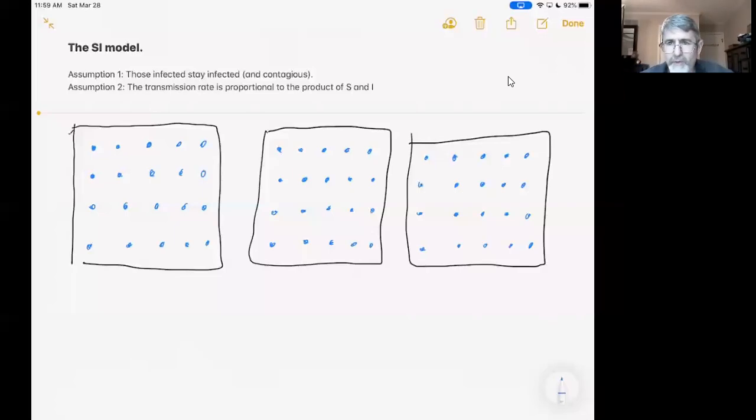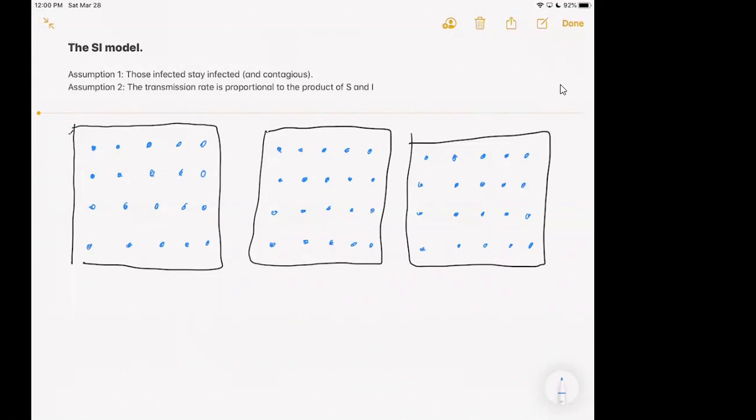Welcome back. We're going to expand our model now of the spread of a disease from just the I model to the SI model. So let me explain. So the first thing we need to do is add a second assumption that we didn't have before.